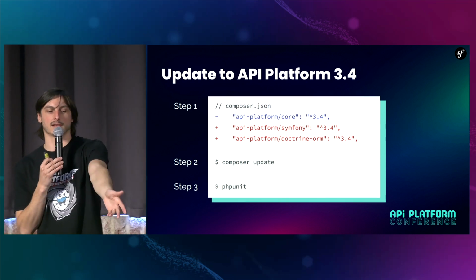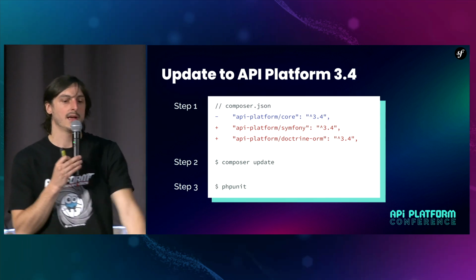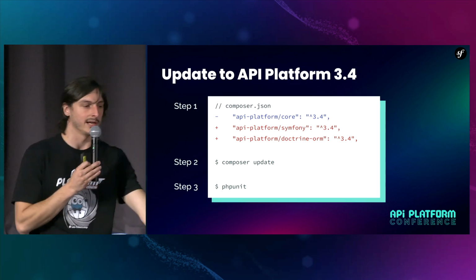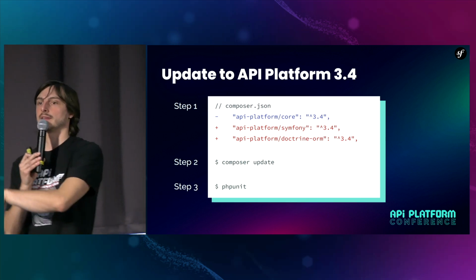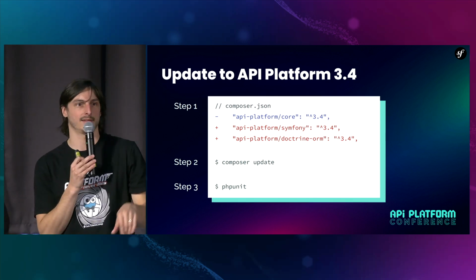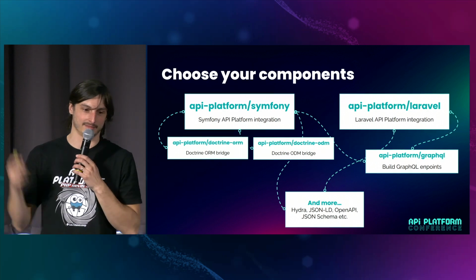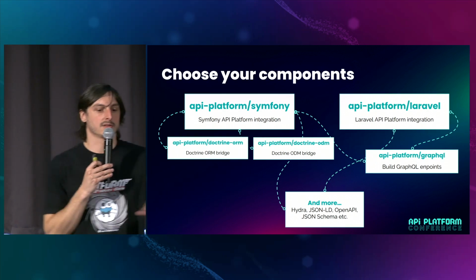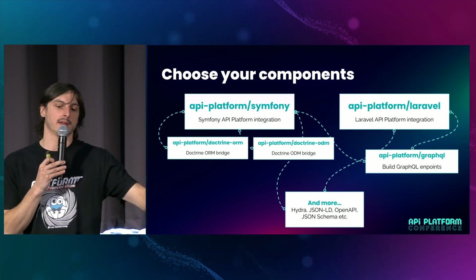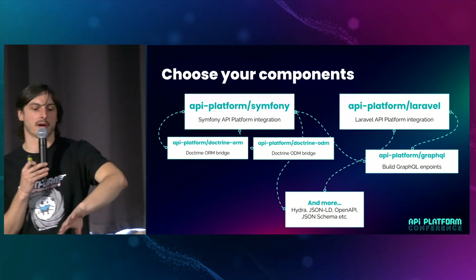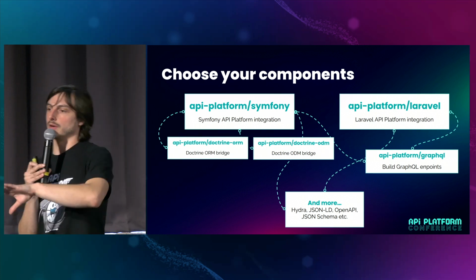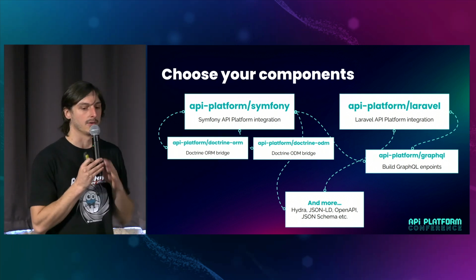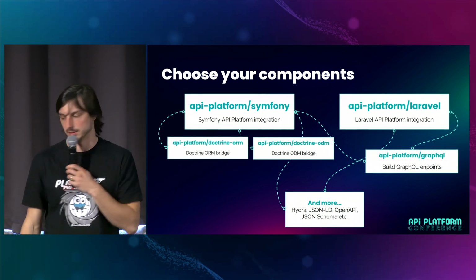So here in this example, I install Symfony, and then I add the Doctrine ORM component. I do my composer update. Hopefully you have tests, right? Right. And after that, you just pick the components you need. This is a small tree, so with Symfony, you have Doctrine, ORM, ODM. GraphQL works with Laravel and Symfony, and many more components that are already available as standalone packages.